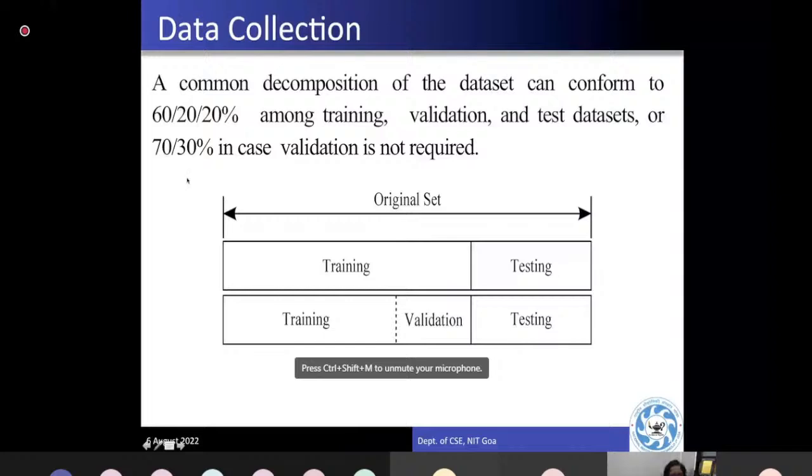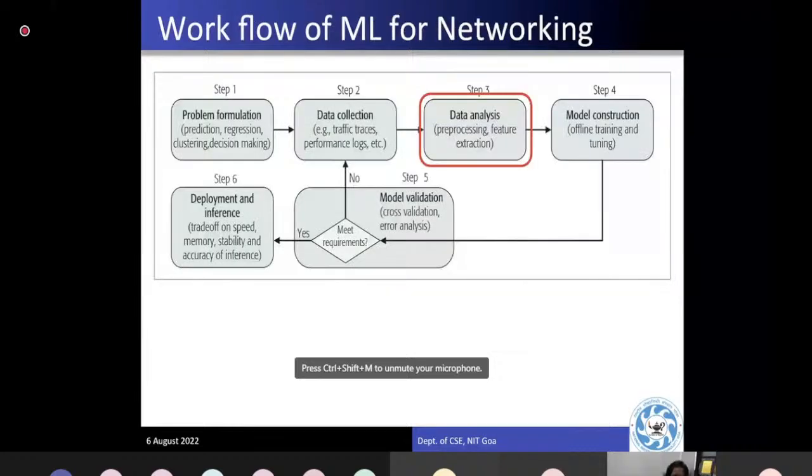Sometimes people use a different division called tenfold. I don't know much detail, but I know it is called tenfold, right? So every one of the 10 divisions is used in turn for testing. That is also one experimental point of view. You can divide your data by percentage, how much to take for training or testing, and if there is validation, how much for validation.